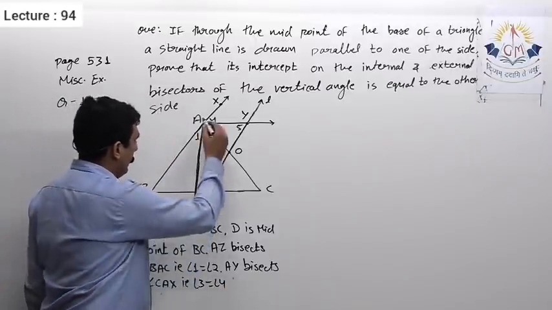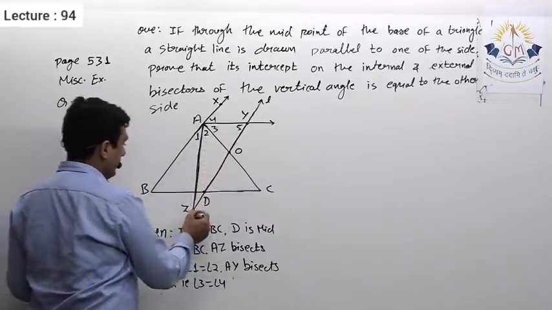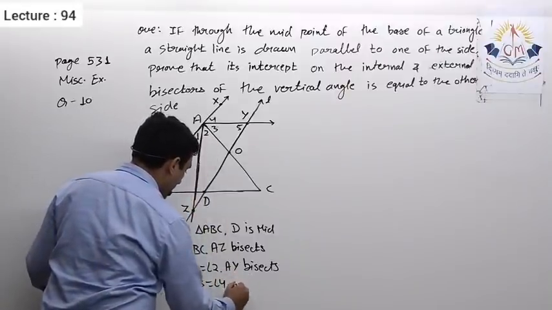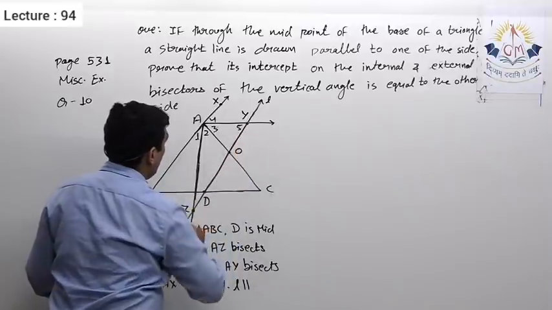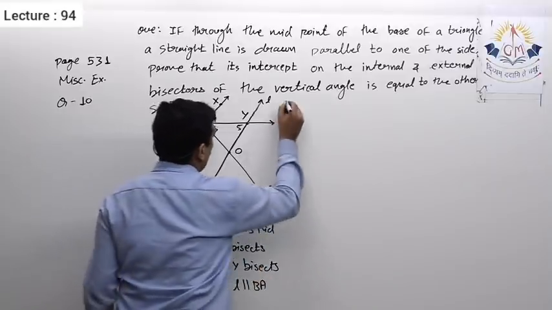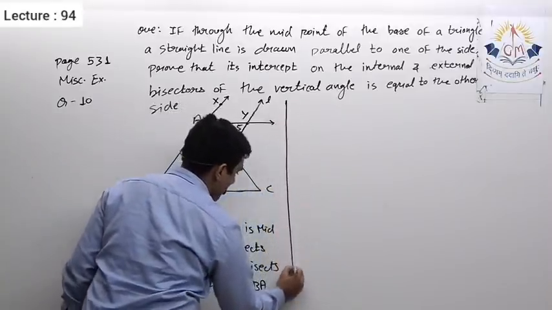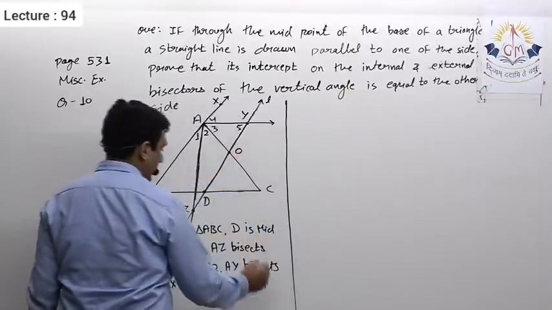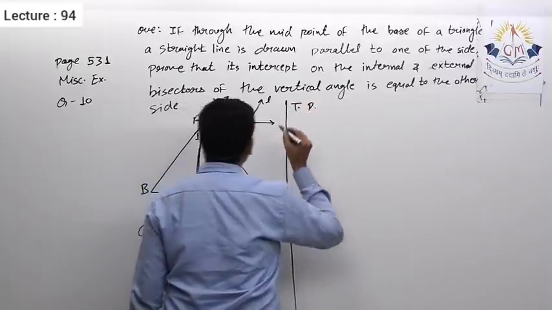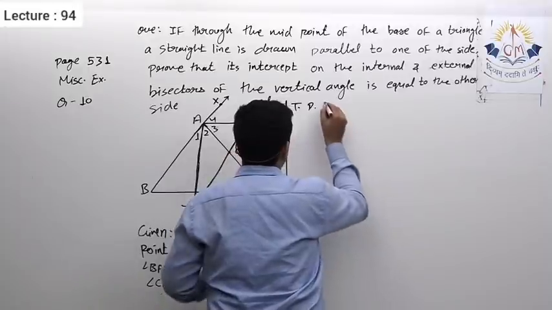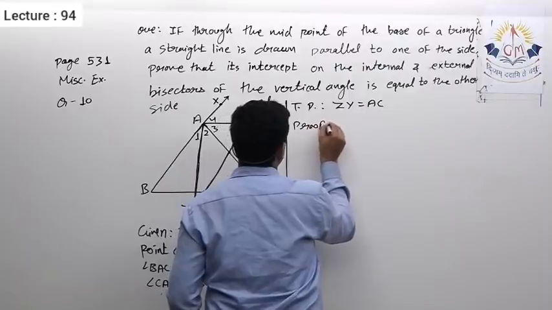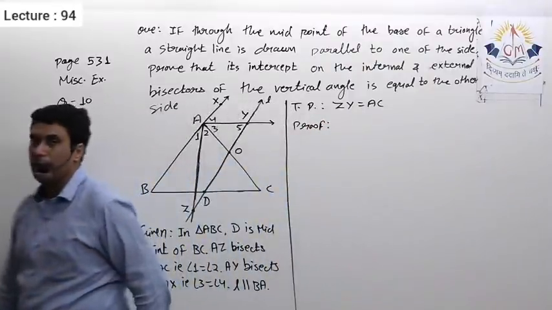One thing more: this line L is parallel to AB or BA, whatever. Here if you want to write, you can say that L meets AC at O. So what we have to prove is that ZY is equal to AC. Now we'll see its proof. So think for a while, then I will give you its solution.